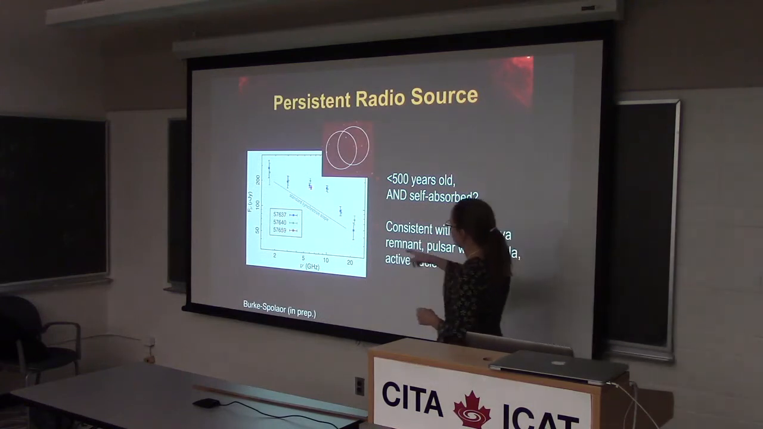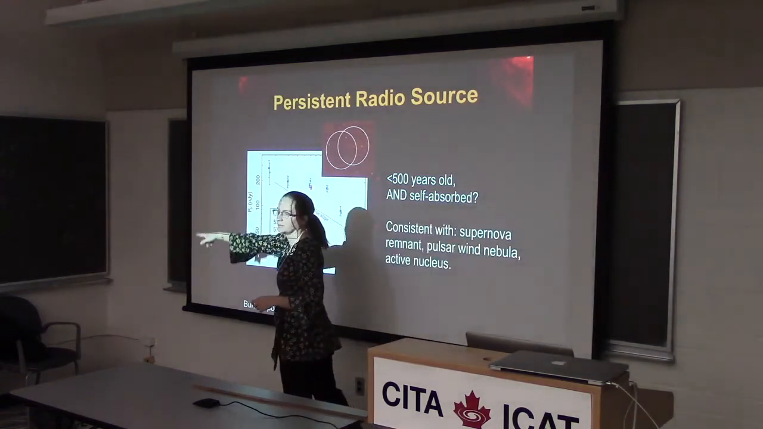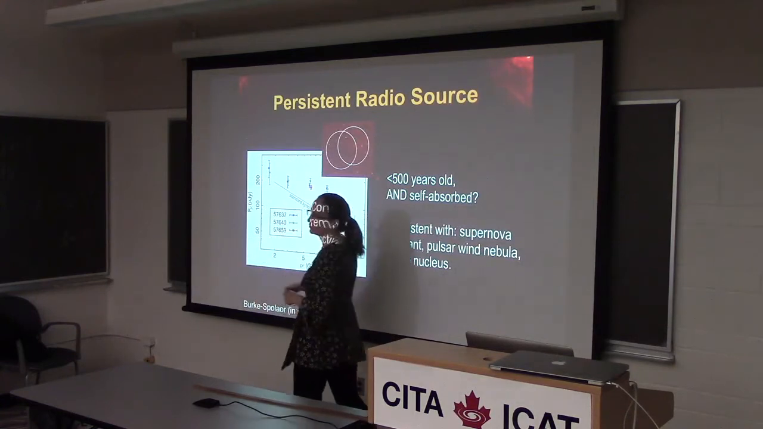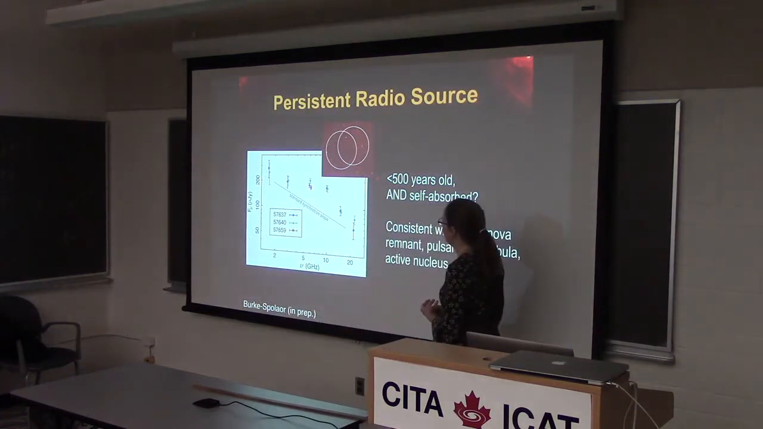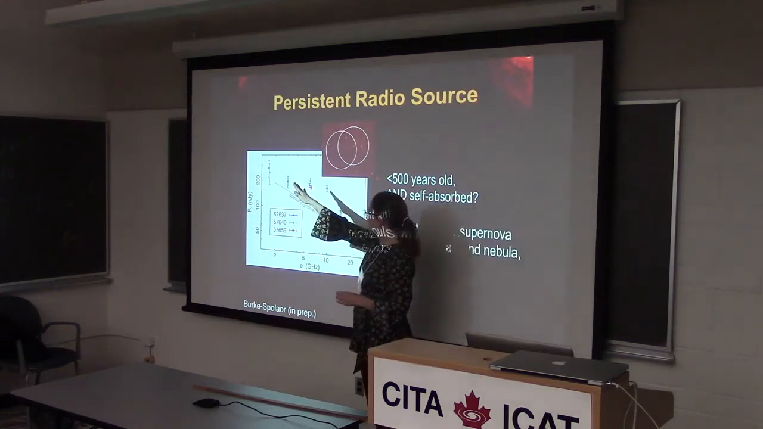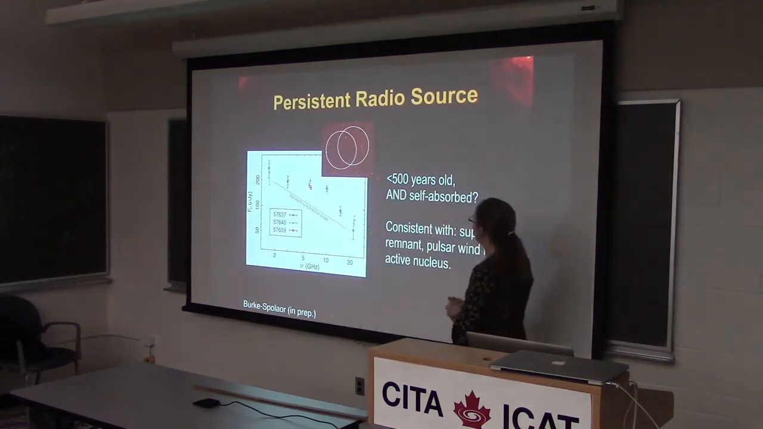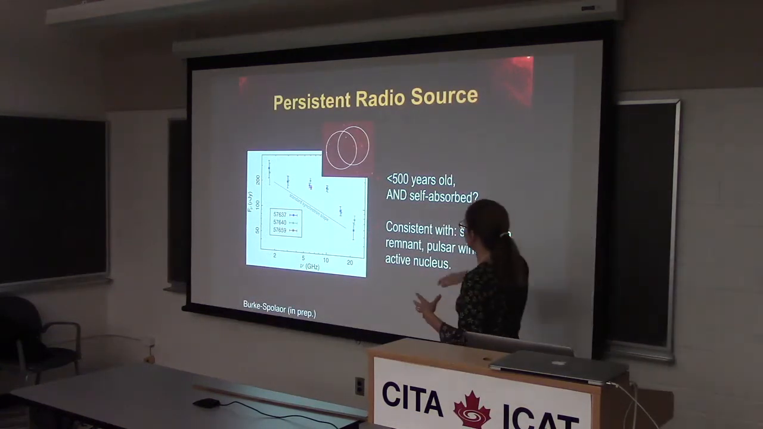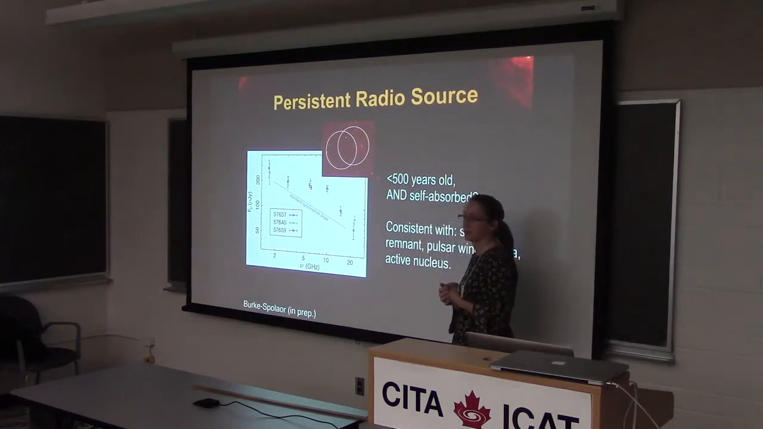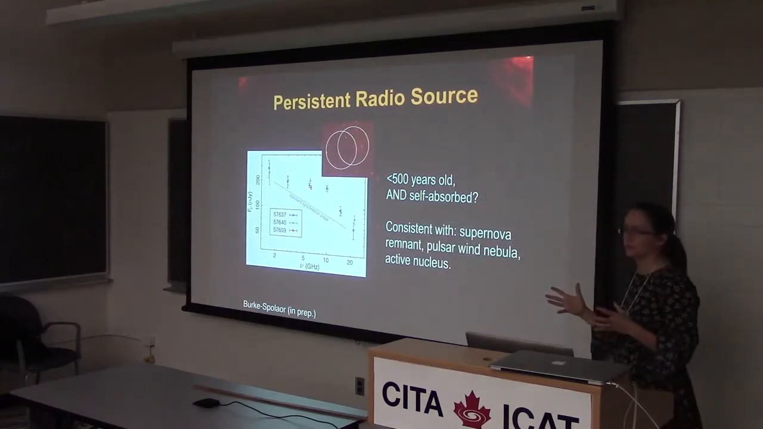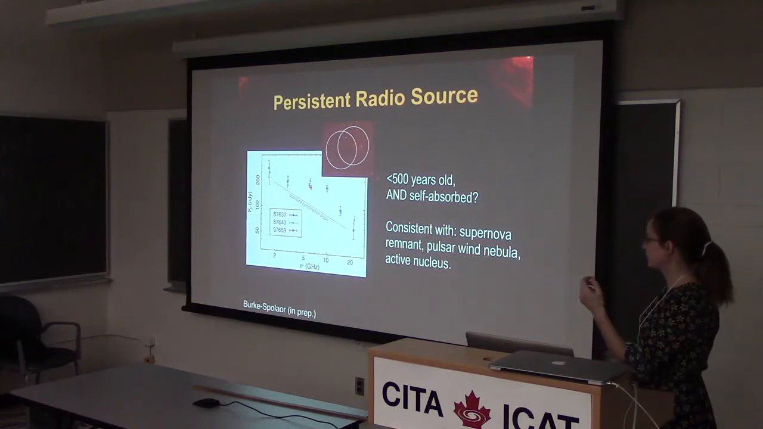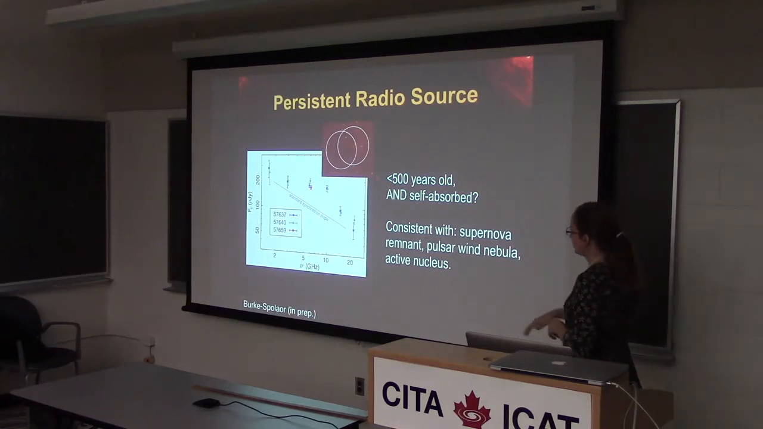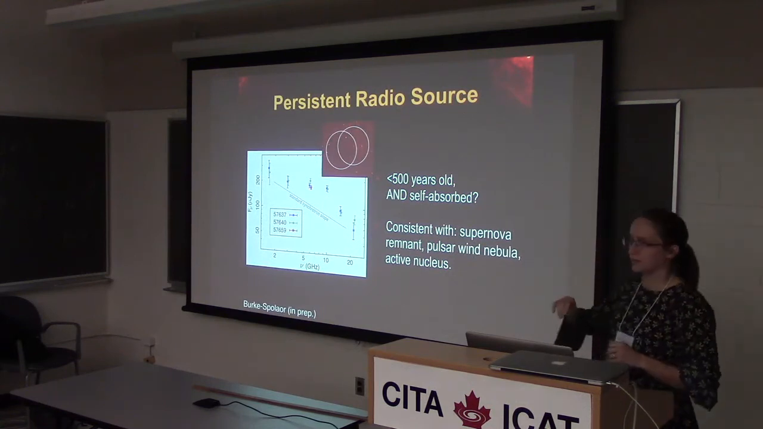It appears that there does seem to be some self-absorption there, so that this does have some kind of optical depth as you go to low frequency. It tells you something about the actual brightness temperature of it. The fact that it turns over so steeply here can be interpreted as synchrotron aging. And if you use this as a synchrotron aging argument, it actually puts this source at something like less than 500 years old. So possibly a relatively recently developed radio source, which is consistent with a supernova remnant or a nebula.